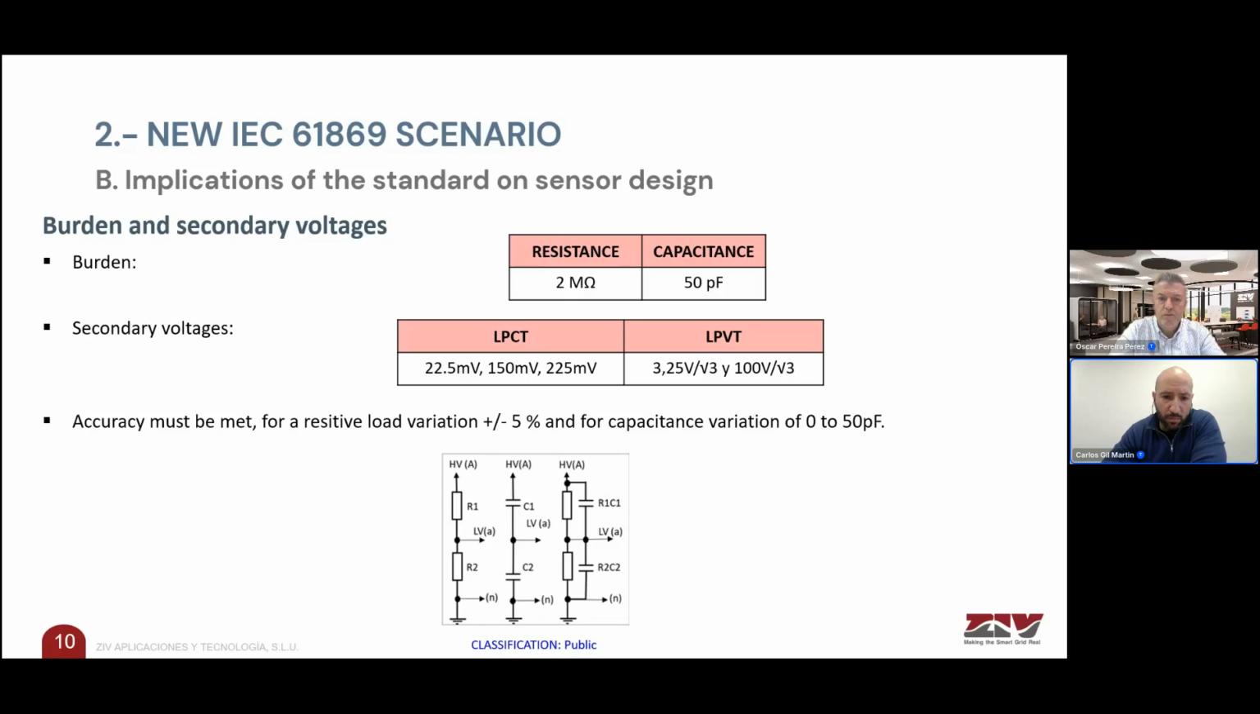And we have to comply with this accuracy class when we have a variation of the resistive load of plus or minus 5% and in the capacitance of 100%. Here we can see a diagram with a resistive divider on the left, a capacitive divider in the middle, and the third one is the real one, because in the case of the resistive divider we always have parasitic capacitance in parallel, and in the case of the capacitive divider we have resistive losses.